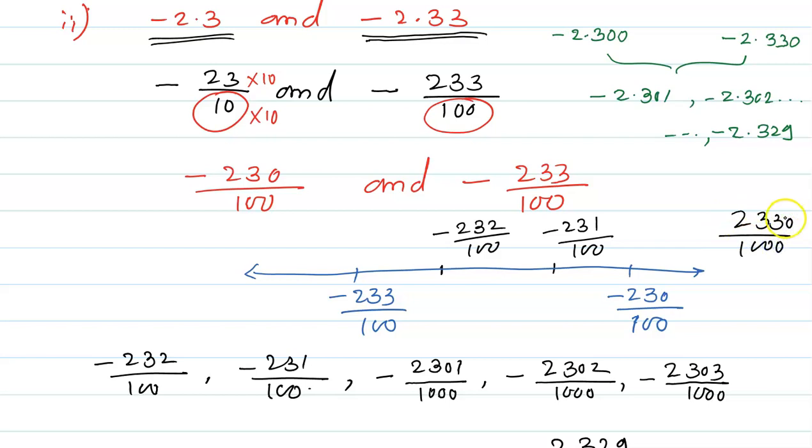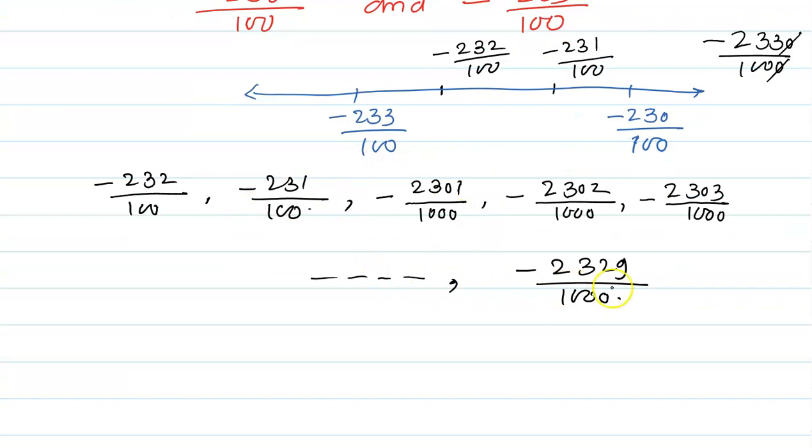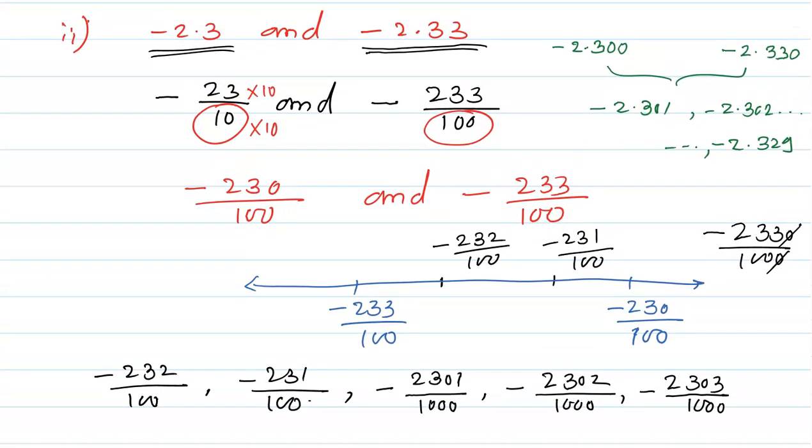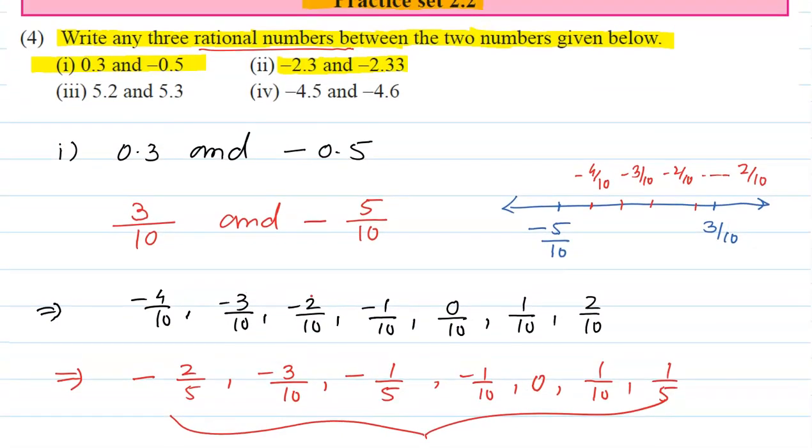So ultimately it should be minus 230 divided by 100. Once the 0 and 0 from numerator and denominator get cancelled, it should give us minus 233 divided by 100. So there are a number of rationals; among them you have to write any 3. Now look once carefully, the next sub question is of the form.